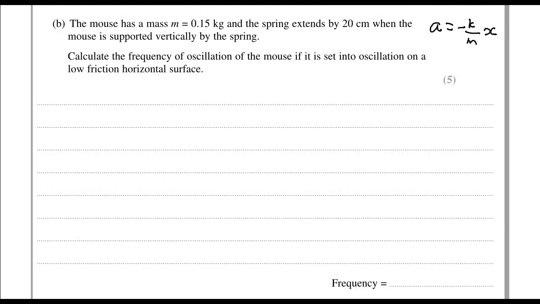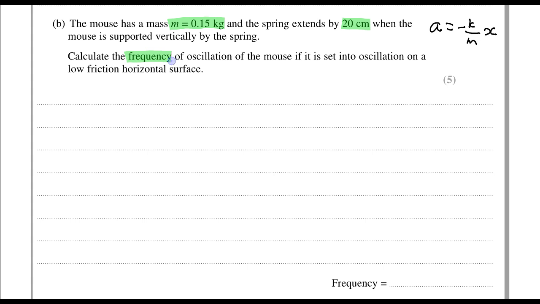The mouse has a mass 0.15 kilograms and the spring extends by 20 centimeters when the mouse is supported vertically by the spring. Calculate the frequency of oscillation of the mouse if it is set into oscillation on a low friction horizontal surface.